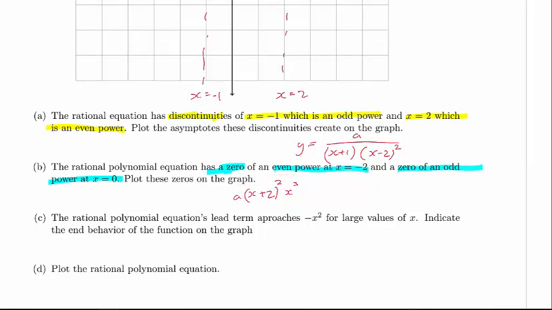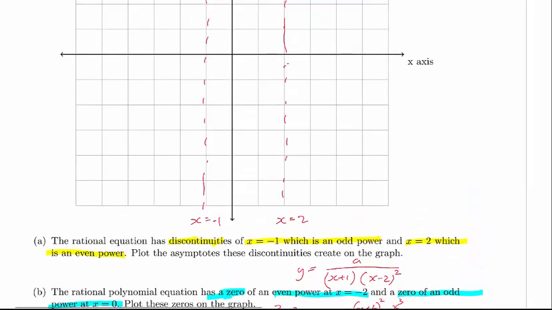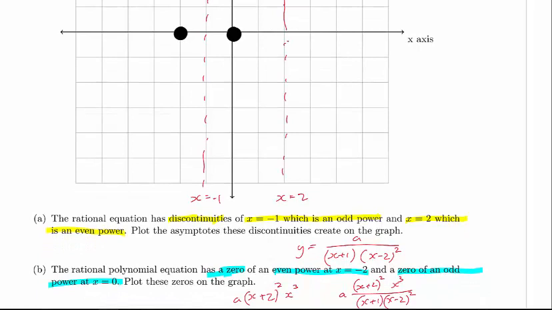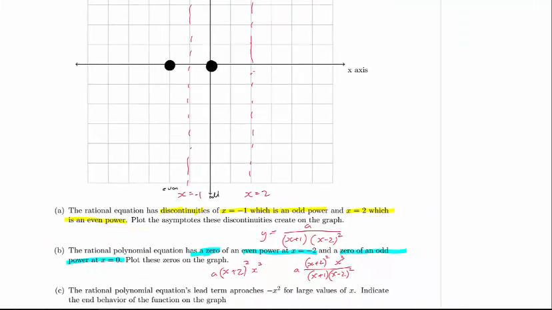Of course, this is not all by itself. It has this guy working in tandem with it. So putting these two together, we would have a times x plus 2 squared times x cubed, and then divided by x plus 1 times x minus 2 quantity squared. All right, so let's go ahead and graph these zeros. We have one at -2, putting it right there, and then we had another one at 0. All right, so this zero at -2, that was an even power, and this one at 0, that was an odd power. So we take notes so that we know what we're doing so we don't lose track.